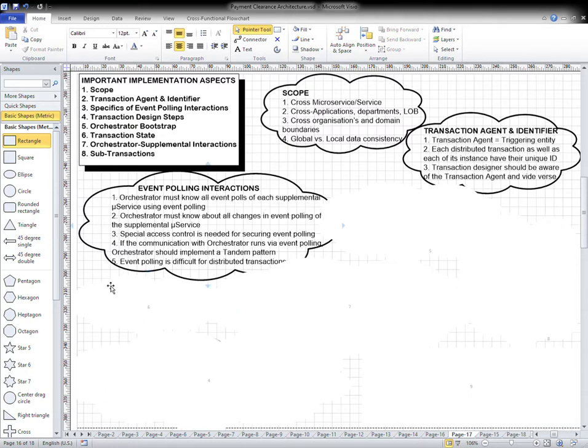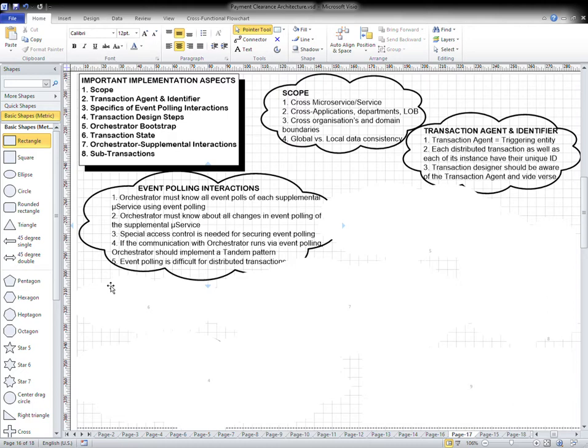A special case is event polling. The orchestrator must know all event polls for each supplemental microservice used in the transaction, because this is the way the orchestrator can engage supplemental microservices. The orchestrator also must know about changes in the event polling of supplemental microservices, because if they change under independent ownership, the orchestrator will not be able to engage the microservice and the transaction crashes.